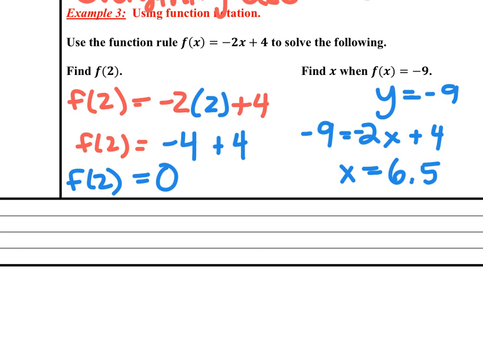So what we're saying is if I put 6.5 into my function, then I get out a -9.